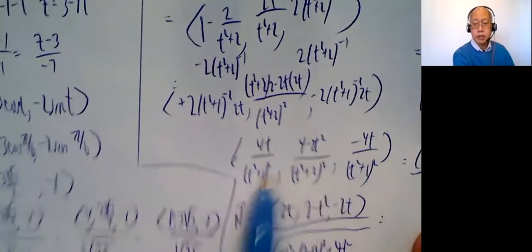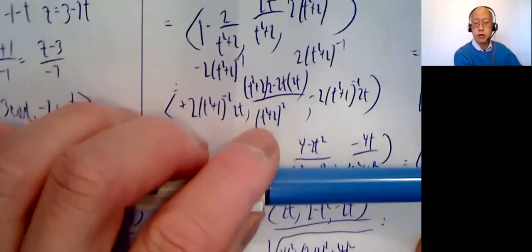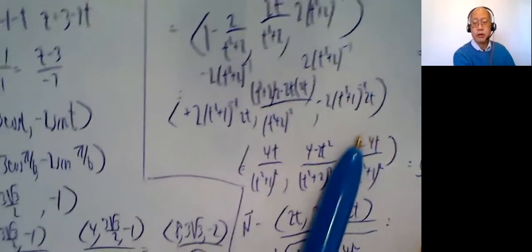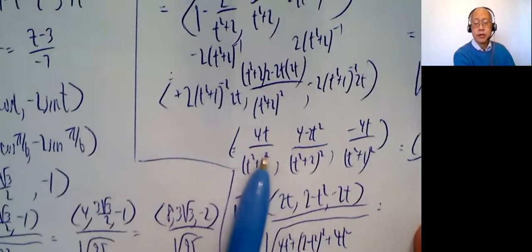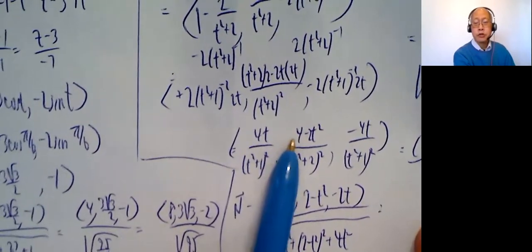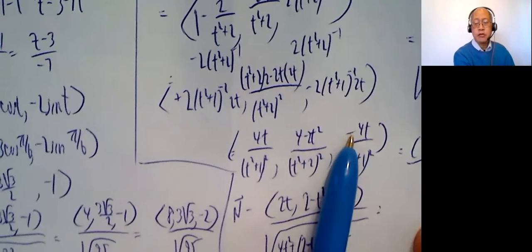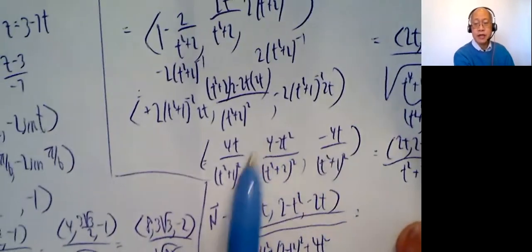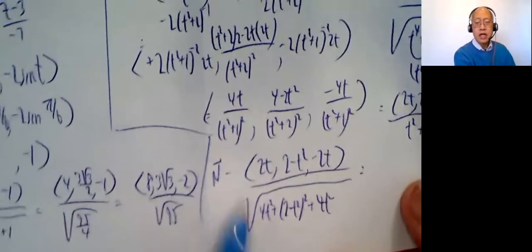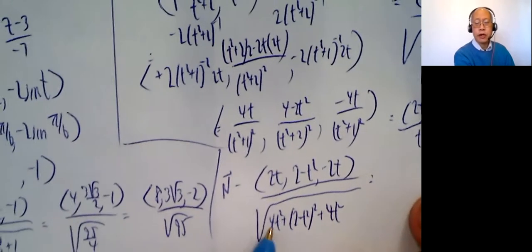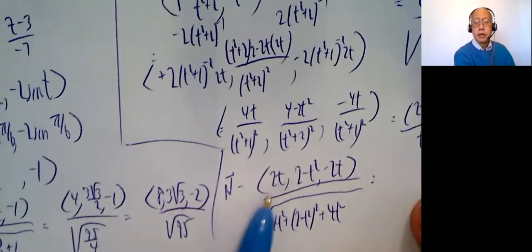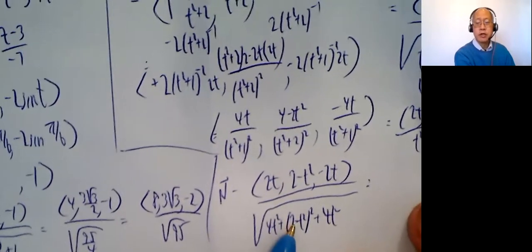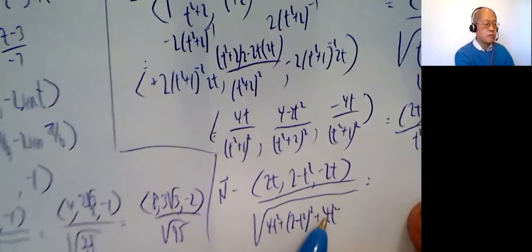A scalar multiple is to lose all the denominators. So I just ignored the denominators and took out 1/2 from the numerators. So I made the new vector 2t, 2 minus t squared, negative 2t, which has the same direction as this thing, divided by the square root of 2t squared, 4t squared, plus 2 minus t squared squared, plus 4t squared.